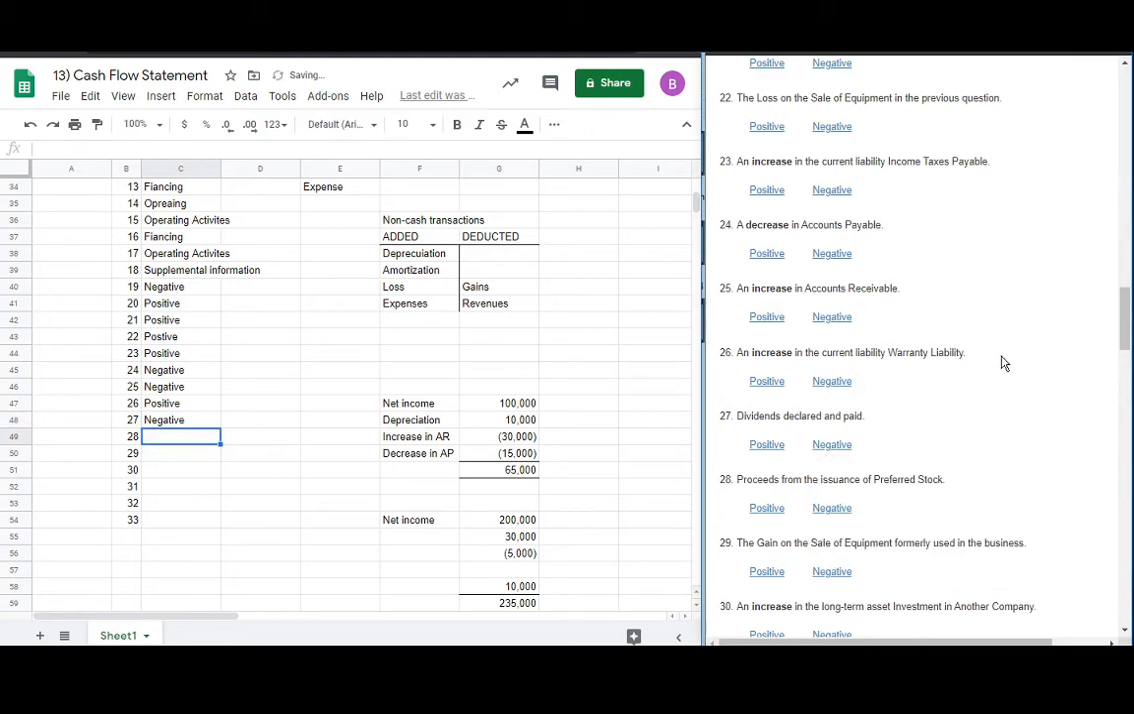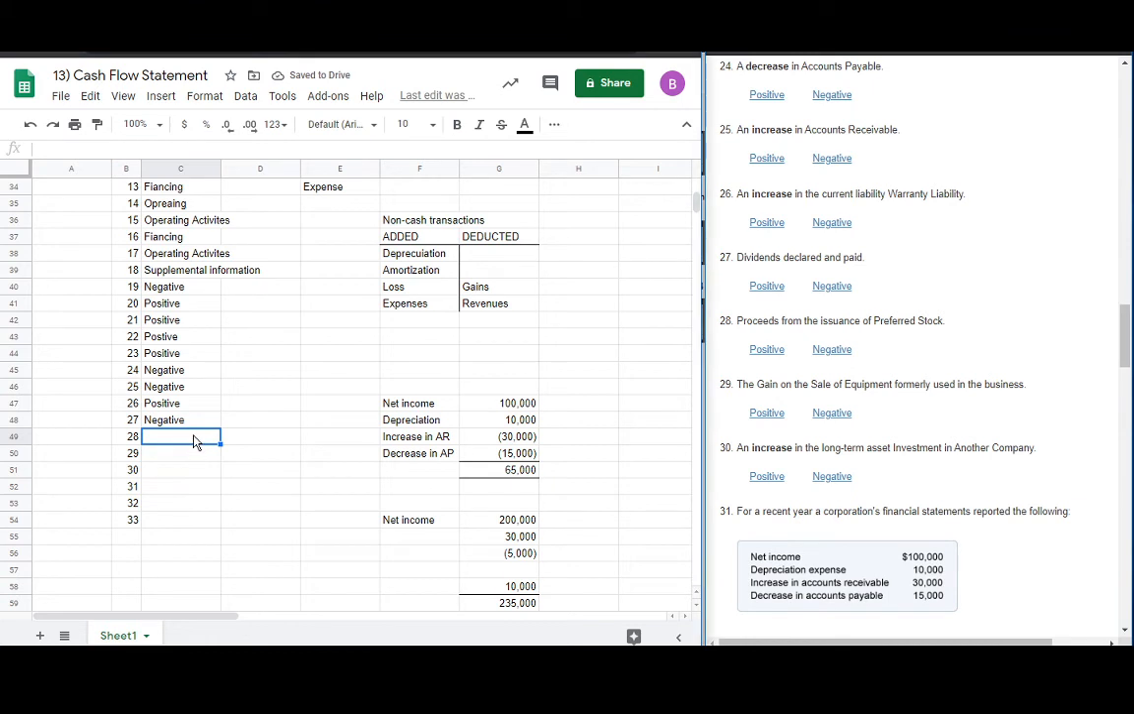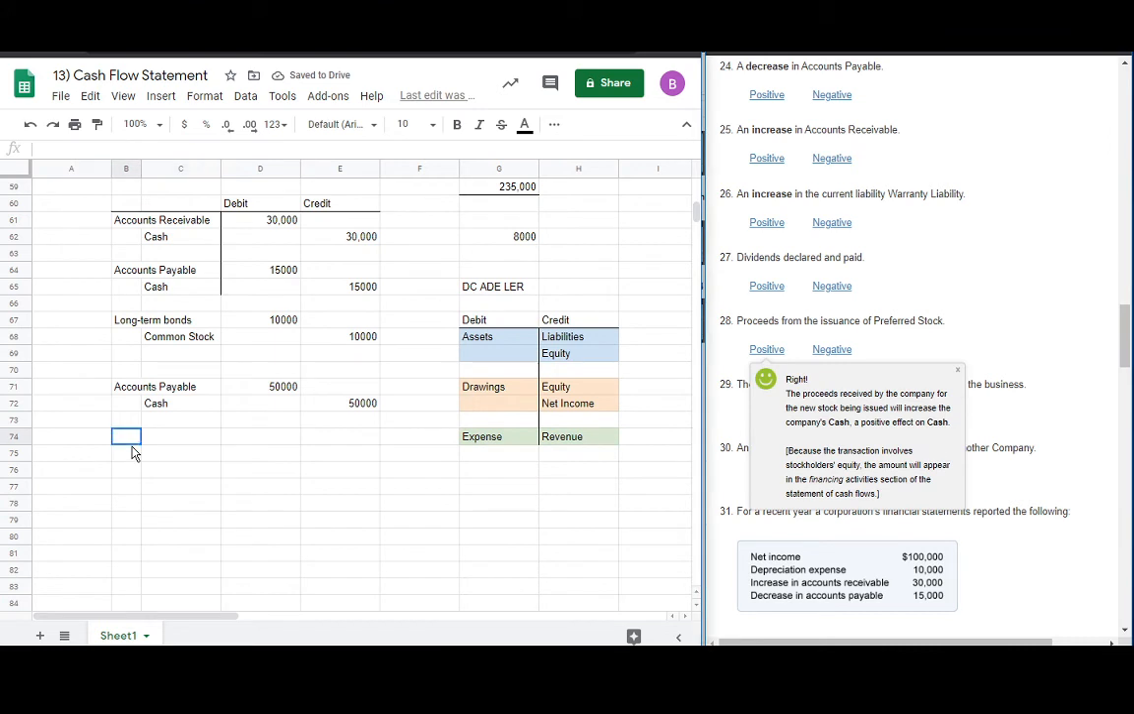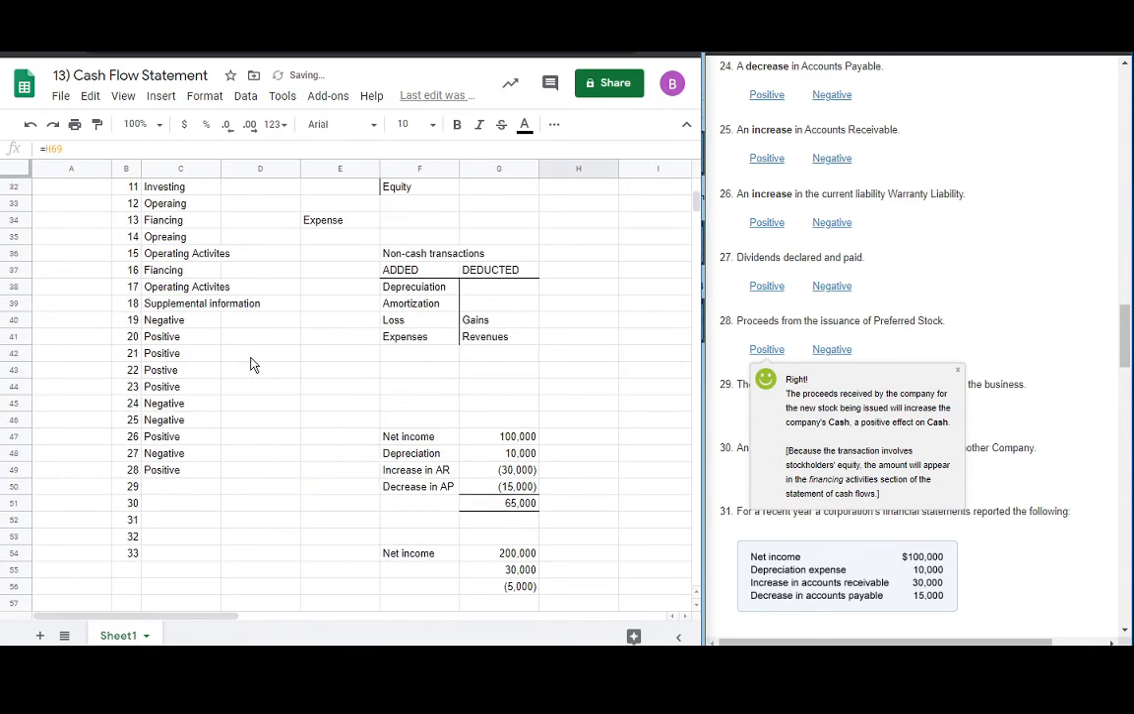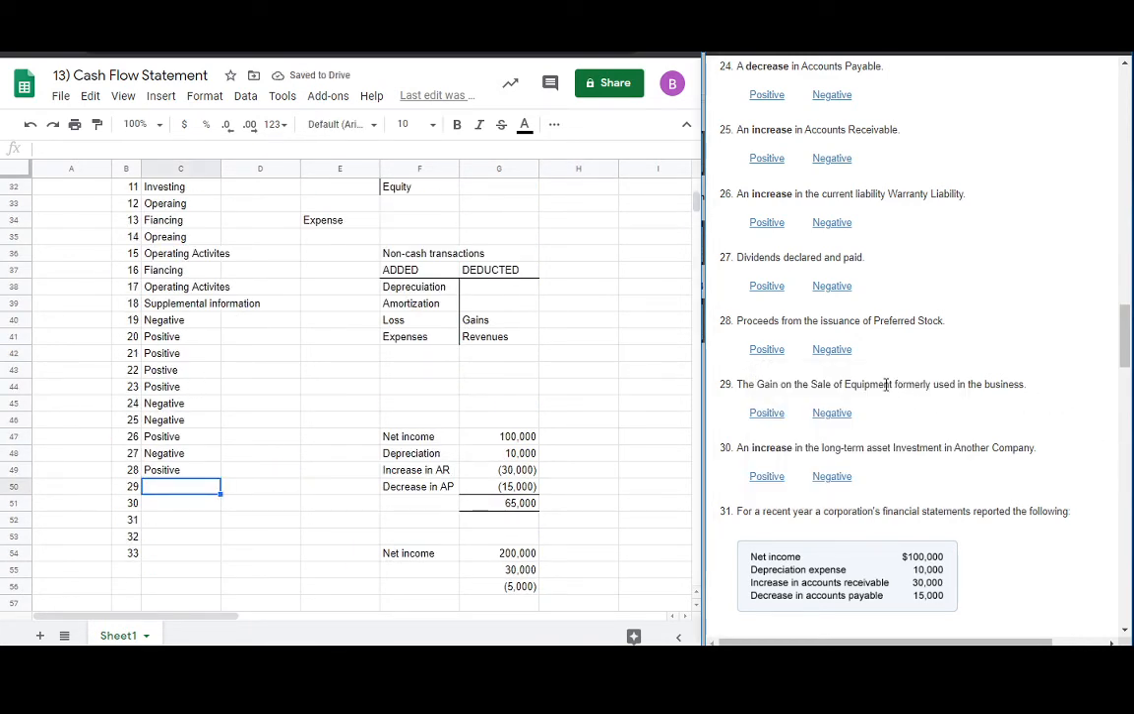And 28, the proceeds from issuance of preferred stock. It's positive. Bakit? Yung journal entry nun, cash is going in and the equity account of preferred stock is going in of 50, again. And take note that preferred stock is an equity account. 29, the gain on sale of equipment formerly used in business, all gain is deducted, negative. And 30, an increase in long-term debt assets investment in another company, is a negative.